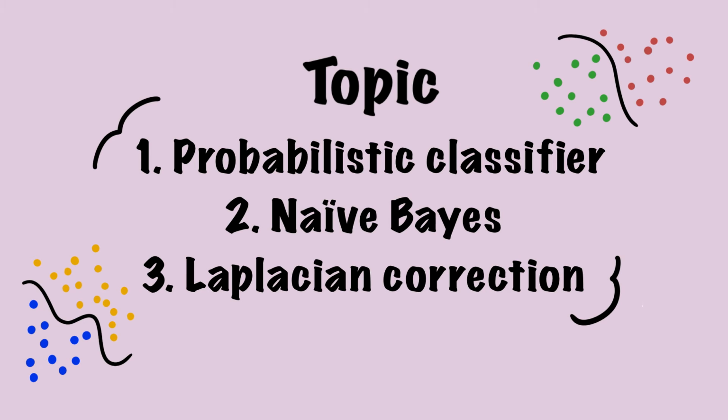There are three main topics: probabilistic classifier, Naïve Bayes classifier, and Laplacian correction. To keep the video short, we'll only discuss probabilistic classifier today.